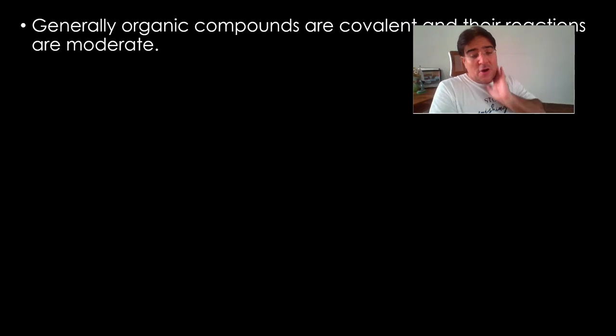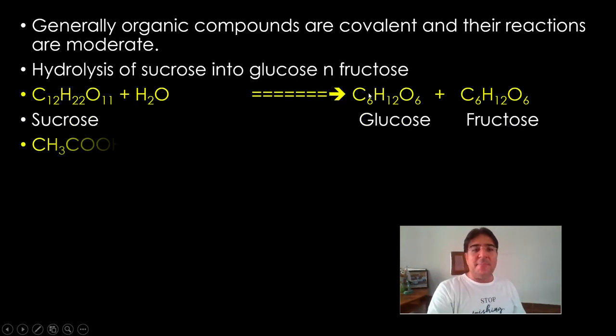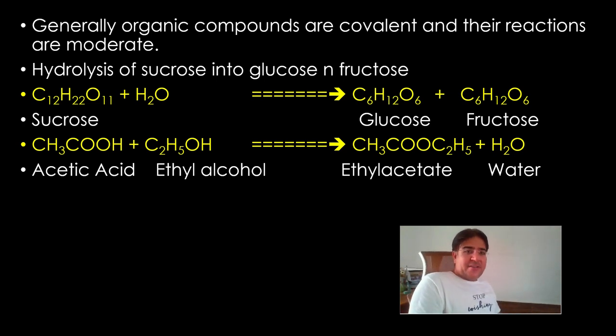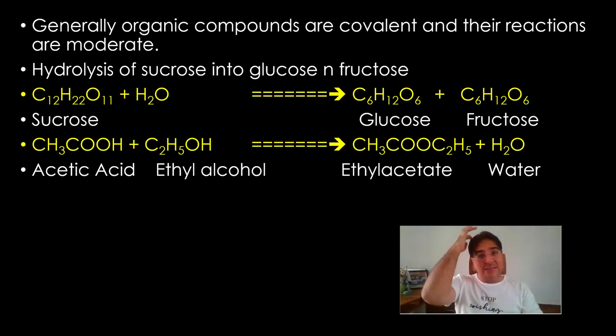For example, most covalent organic compounds are covalent compounds, and covalent species react moderately. If you remember the last reaction, acetic acid plus ethyl alcohol gives ethyl acetate, the 5 flask experiment where we found the Kc, these are organic compounds. These are covalent bondings. Covalent bondings take time to be broken and then make new bondings. But that time is not too long.